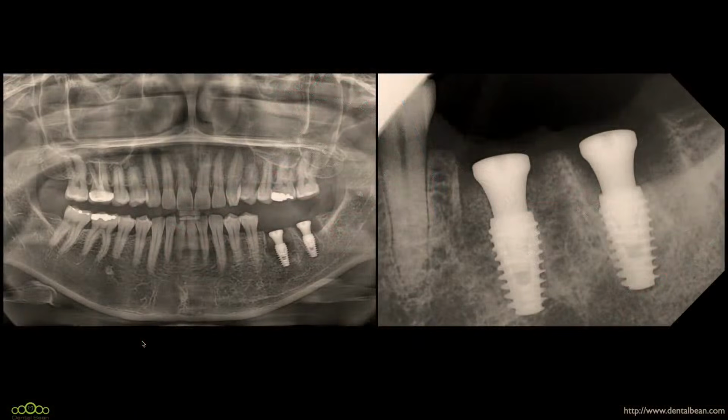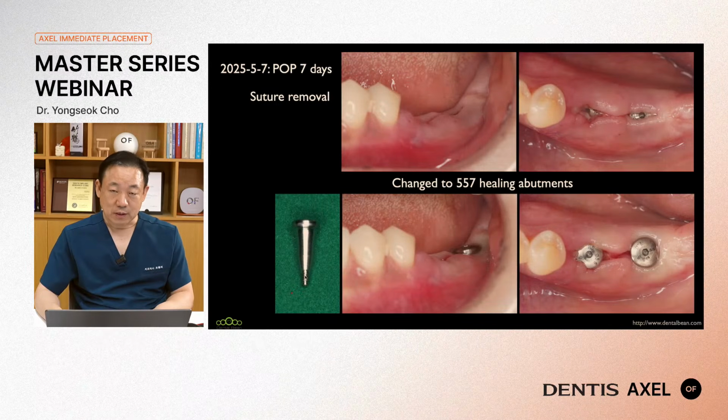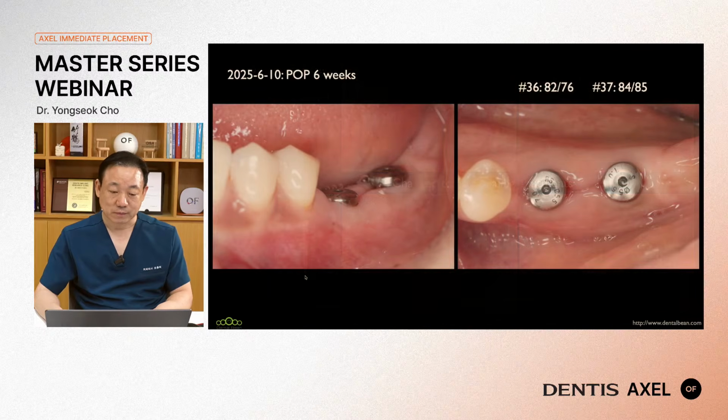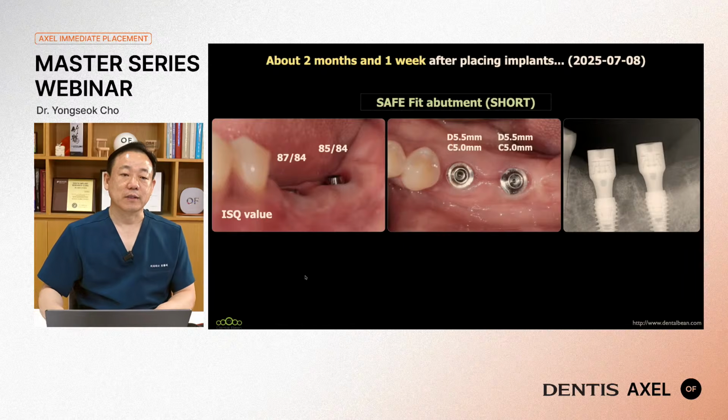Here is the panoramic radiograph image, which looks like nice implant positioning. And 7 days later, it was placed deeply, especially the anterior 6 implant. I changed the healing button to 7 millimeter long. 6 weeks later, look at the nice ISQ value. And 2 months later, Dr. Kim started restoration.